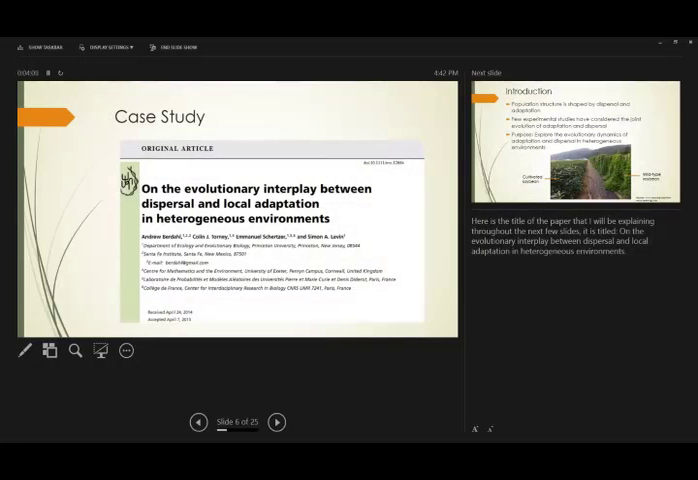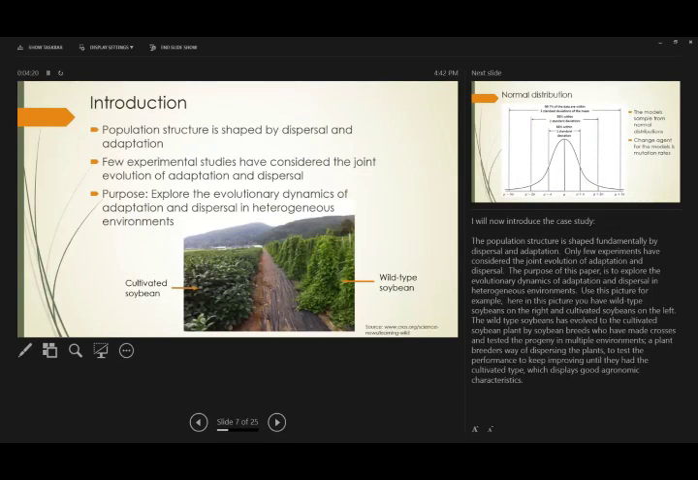Here's the title of the paper that I will be explaining through the next few slides. It's titled On the Evolutionary Interplay Between Dispersal and Local Adaptation in Heterogeneous Environments. So now for the introduction of the case study. The population structure is shaped fundamentally by dispersal and adaptation, and only a few experiments have considered the joint evolution of both. The purpose of this paper is to explore the evolutionary dynamics of adaptation and dispersal in heterogeneous environments.